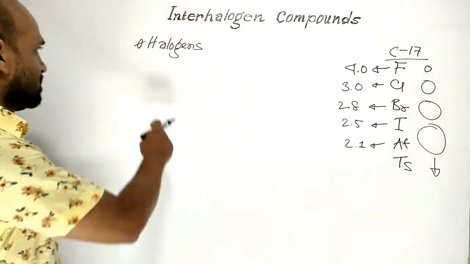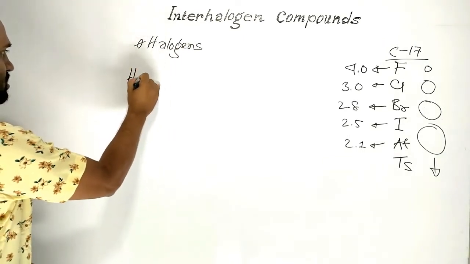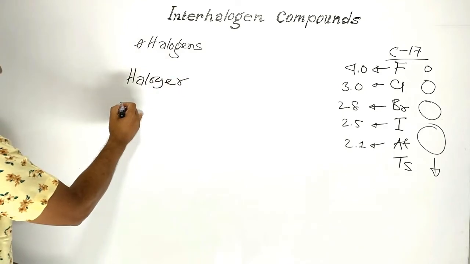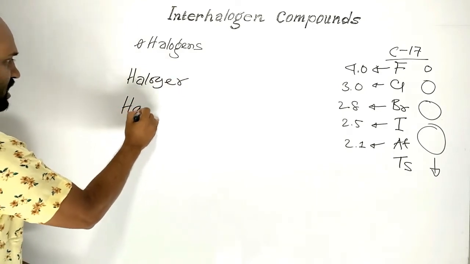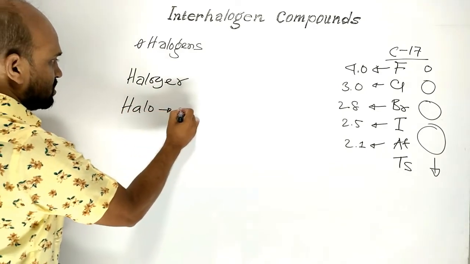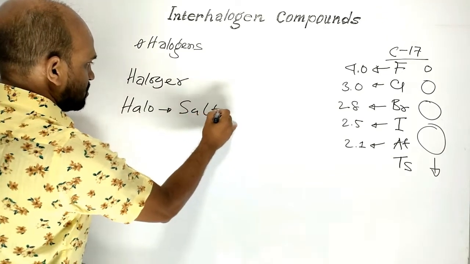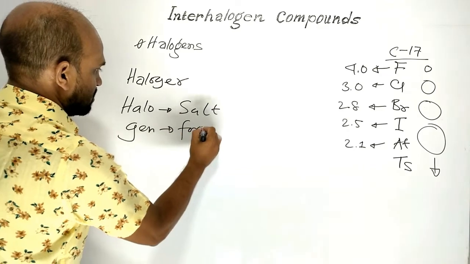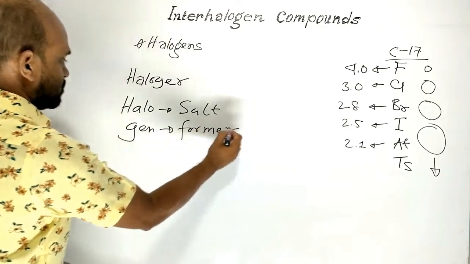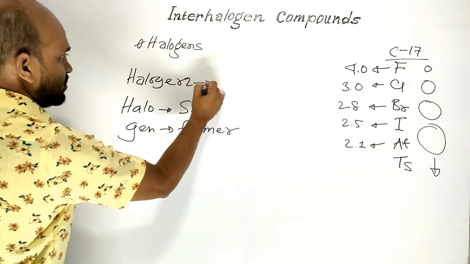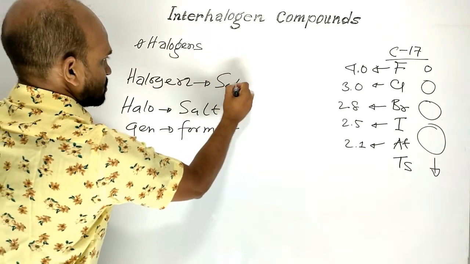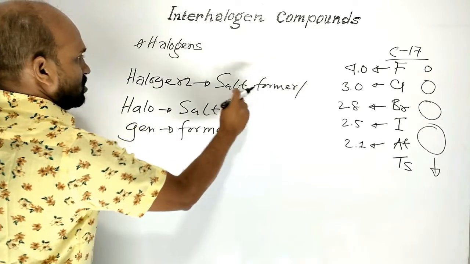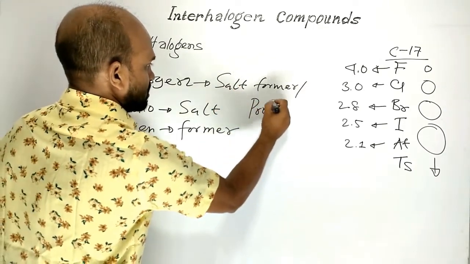Here, the term halogen, derived from Greek word halo, means salt, and gen means former. So halogen means salt former or salt producer.